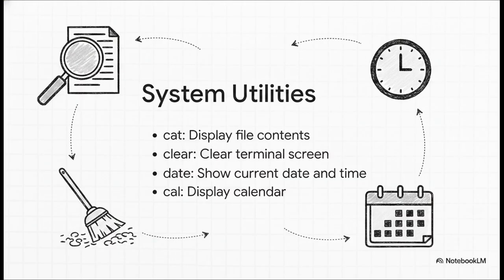Next up is clear. After typing a bunch of commands, your screen is going to get messy. Typing clear sweeps all that clutter away, giving you a fresh, clean slate. Finally, we've got date to quickly show the current system date and time, and cal to pop a neat little calendar right there in your terminal. They're quick, they're simple, and trust me, they are very handy.